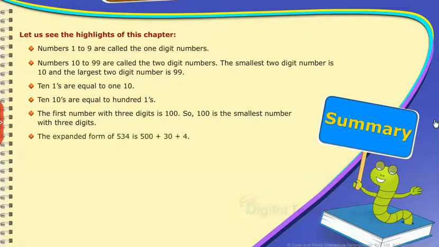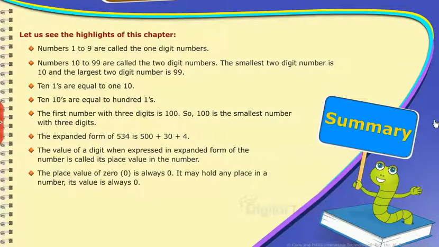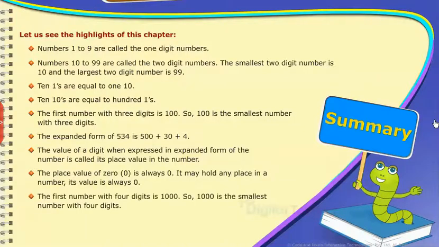The expanded form of 534 is 500 plus 30 plus 4. The value of a digit when expressed in expanded form of the number is called its place value in the number. The place value of 0 is always 0. It may hold any place in a number. Its value is always 0. The first number with 4 digits is 1000. So, 1000 is the smallest number with 4 digits.